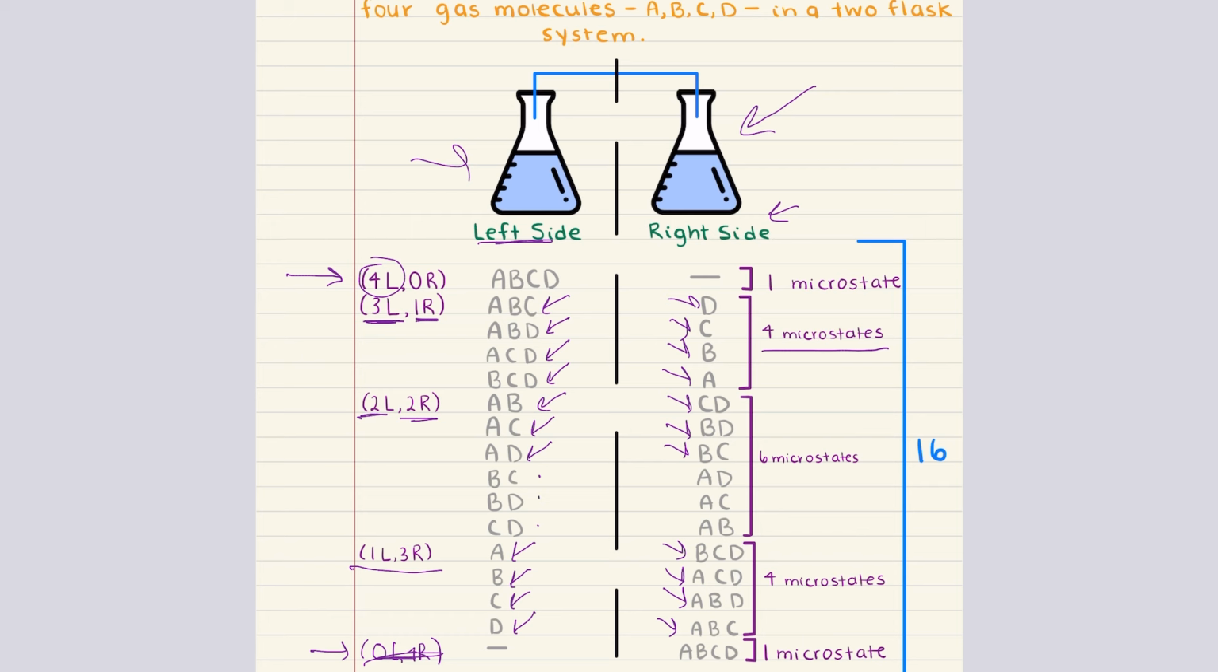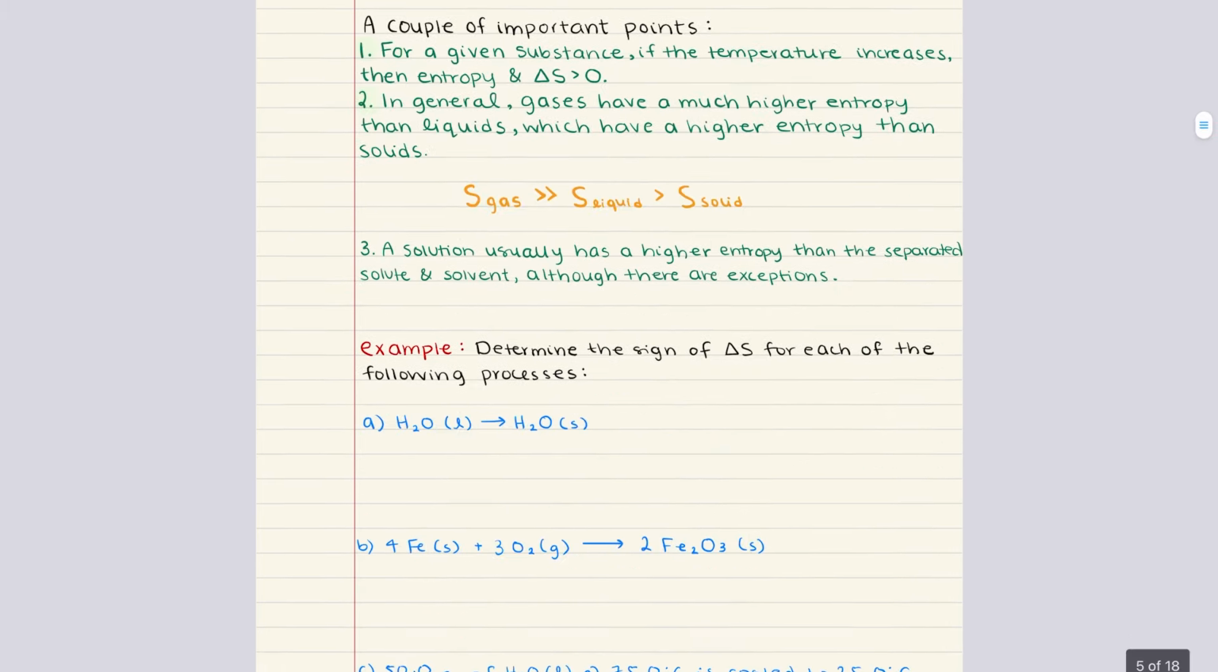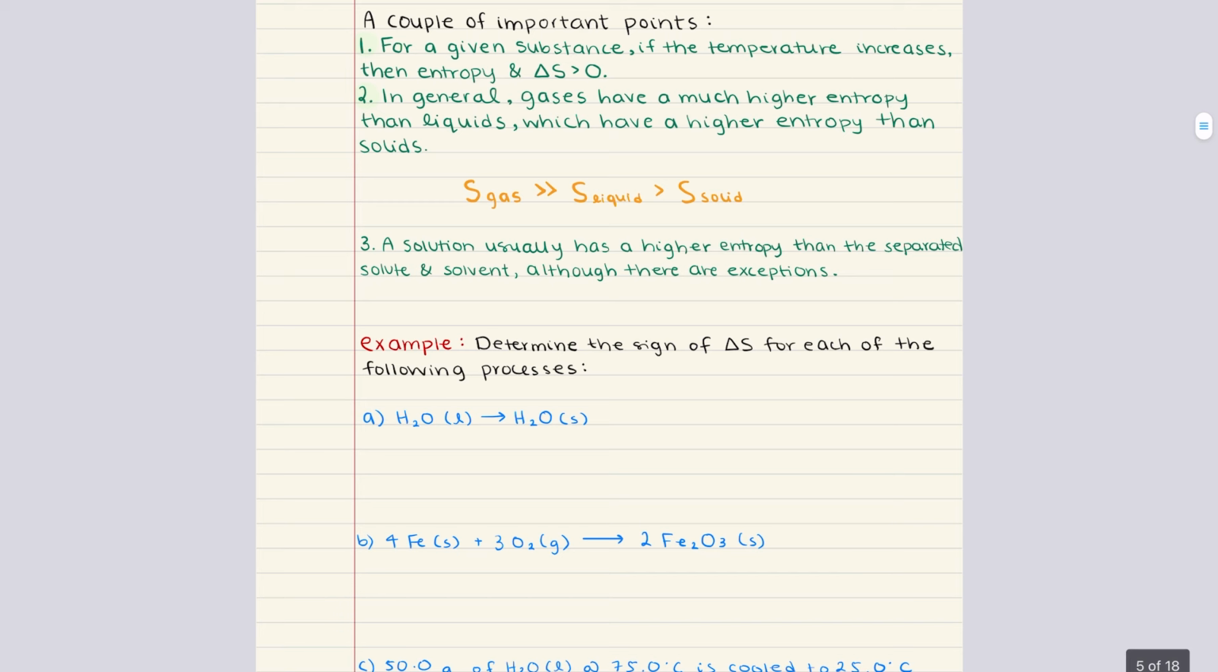So when we add up all of the possible configurations, we find that there is a total of 16 microstates for the 2-flask system. And this calculation illustrates how the number of ways we can distribute particles between 2 flasks directly correlates with the entropy of the system. The more ways to arrange the molecules, the higher the entropy. With that being said, there are also a few more general conclusions about entropy we can make.